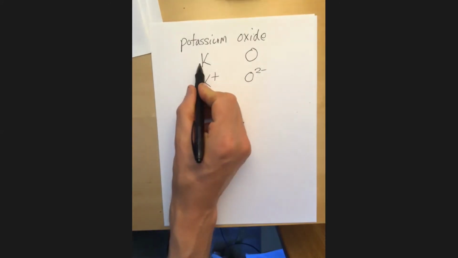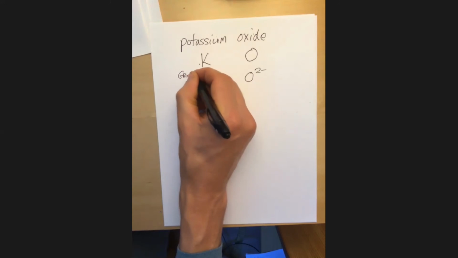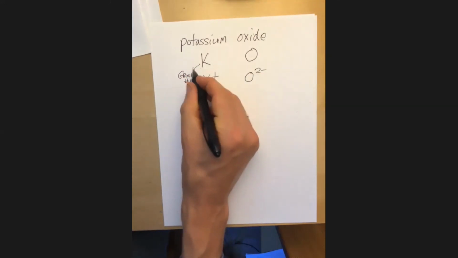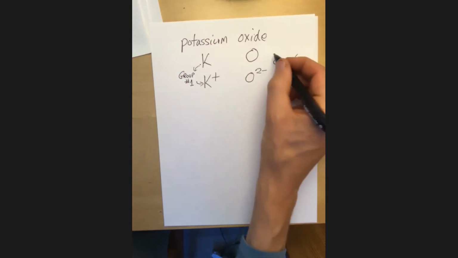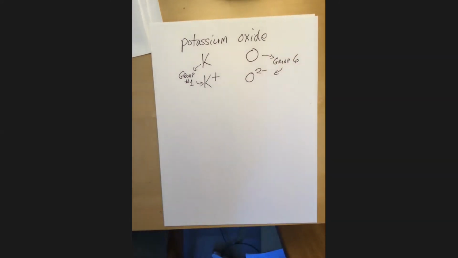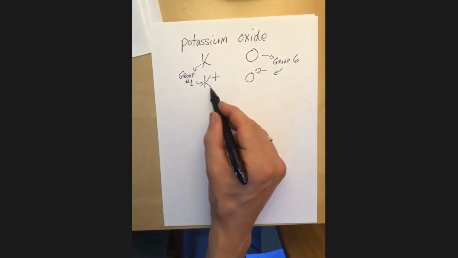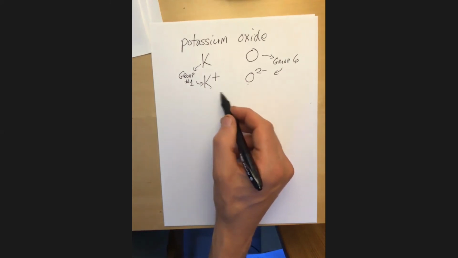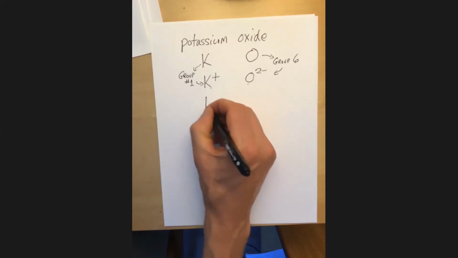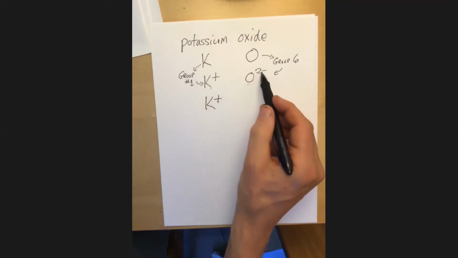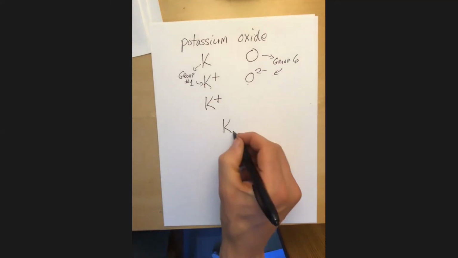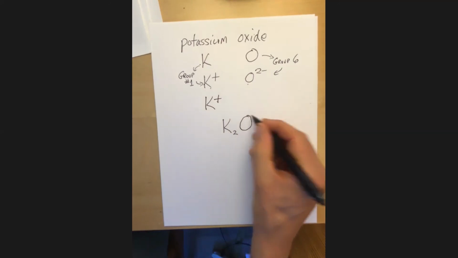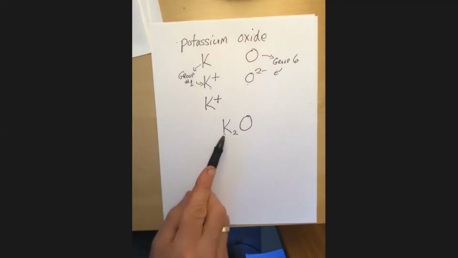I'm going to stop the sharing there. So potassium, group number 1, has a +1 charge. Oxygen is in group 6, and so it has a -2 charge. I put them together, and if I have 1 potassium and 1 oxygen, overall I'm going to have a -1 charge. So I need a second potassium. So now I have 2 positive charges and 2 negative charges. And so in my formula, I have 2 potassiums and a single oxygen. The formula for potassium oxide is K2O.